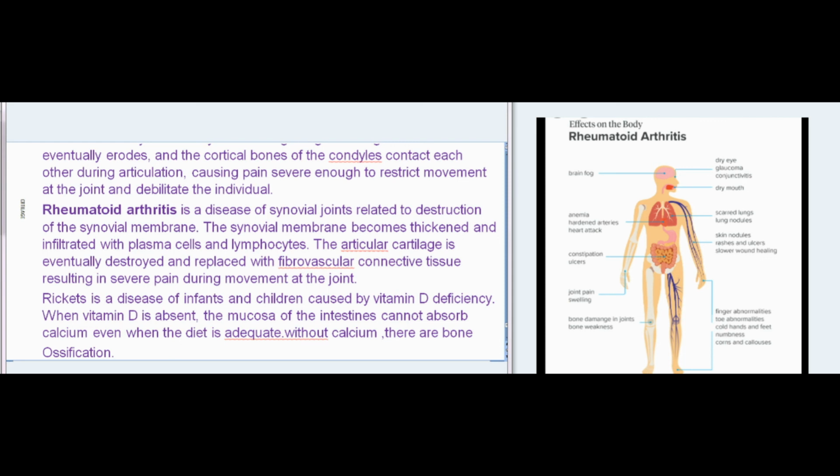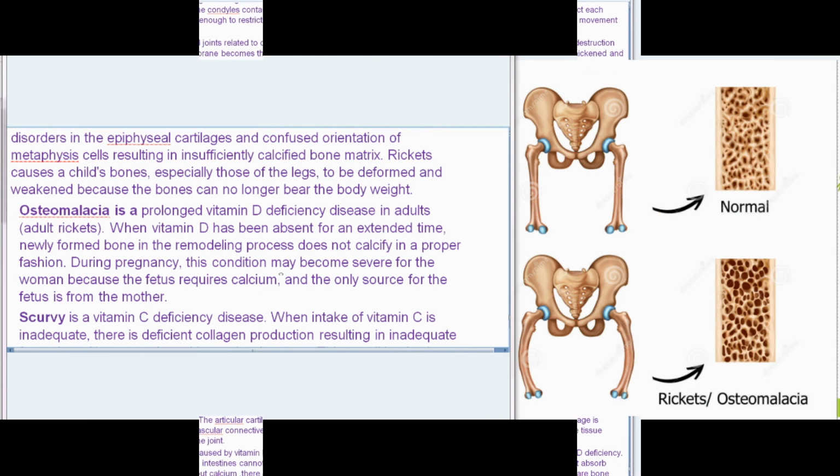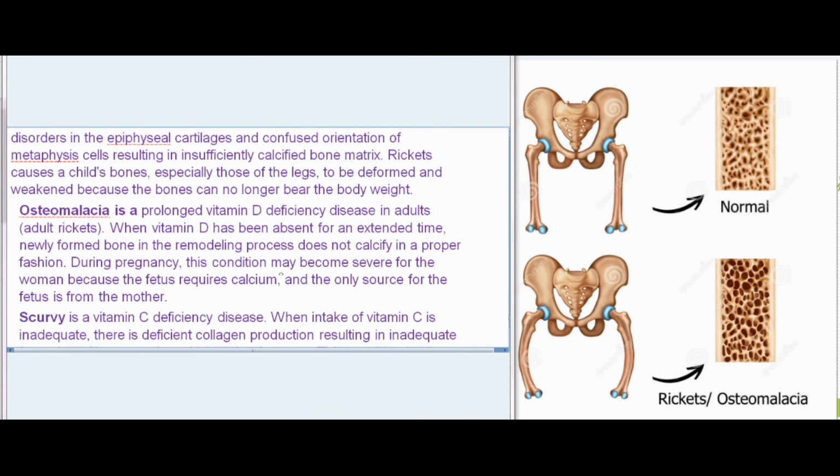Rickets is a disease of infants and children caused by vitamin D deficiency. When vitamin D is absent, the mucosa of the intestines cannot absorb calcium even when the diet is adequate. Without calcium there are bone ossification disorders in the epiphyseal cartilages and confused orientation of metaphysis cells, resulting in insufficiently calcified bone matrix. Rickets causes a child's bones, especially those of the legs, to be deformed and weakened because the bones can no longer bear the body weight.